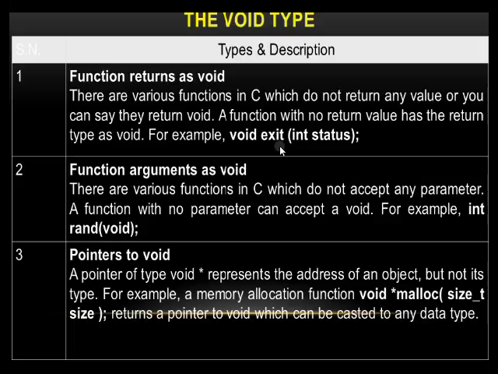Next, function arguments as void. When a function has no parameters, it can accept a void. See here, int main, void. Here you're not accepting any parameters, so it accepts a void. Pointers to void. Here, a pointer to void means it gives the address of an object but not the type of the object, which type it does not tell. For example, the memory allocation function, that is void star malloc, size underscore t size. It returns a pointer to void which can be cast to any data type.